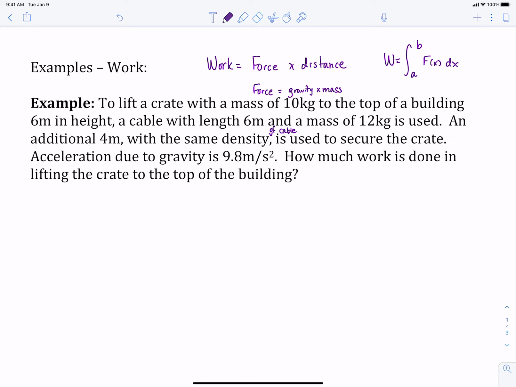So particularly when we're lifting something up versus when we had that spring, we were pushing against it. So we didn't really have gravity because we were pushing parallel to the ground. But here we're going to be pulling something up. So we've got to pull it up enough to get it past gravity, but we also have to pull it up enough that we're also moving the mass. And so how much work is done in lifting the crate to the top of the building?